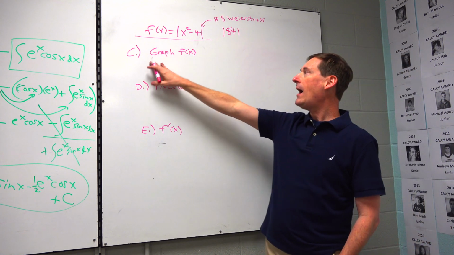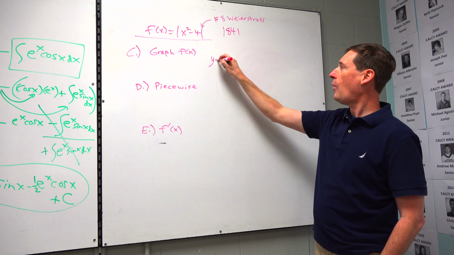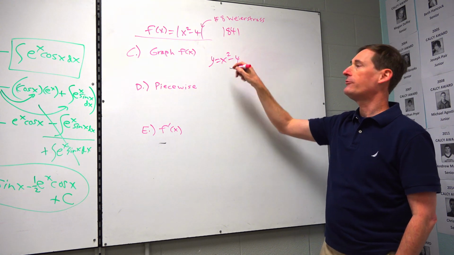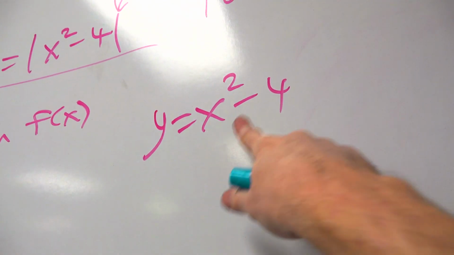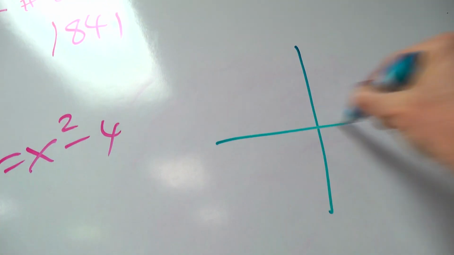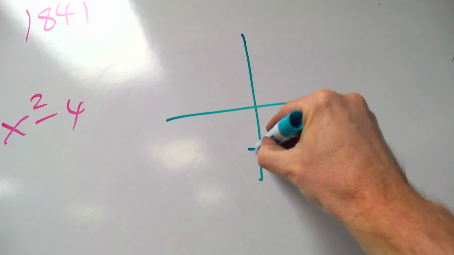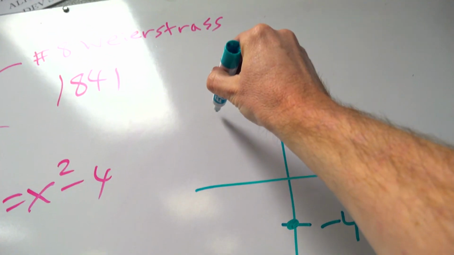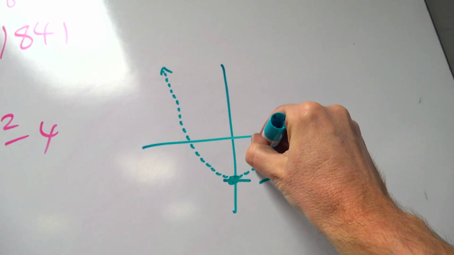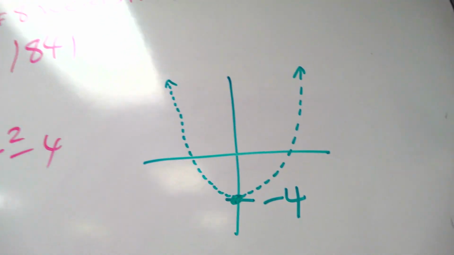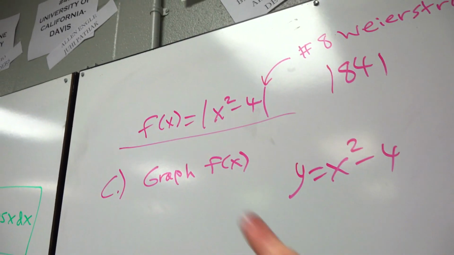Now, graph f of x. Okay, how do we graph y equals just x squared minus 4? Let's just start with that. Well, of course, everyone in my class should know that that's a parabola shifted down 4. All right, so let's do a parabola shifted down 4 from the origin. And don't make this a solid line, actually. Make this a dashed line at first, because this is not the full story here. Okay, so there's my parabola shifted down 4, but wait, doesn't it have bars on it?